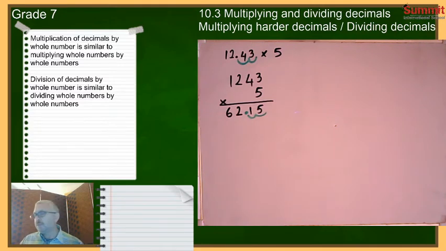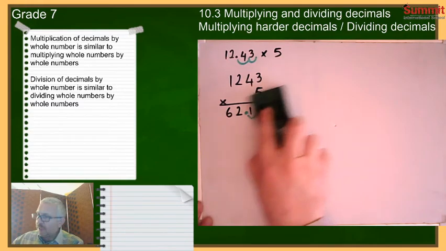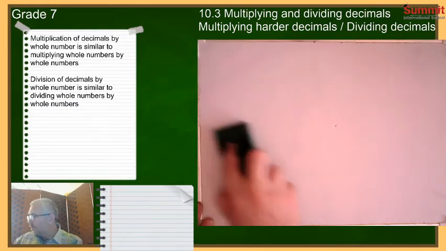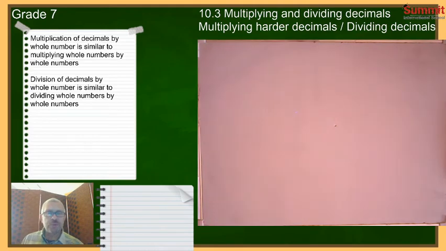Okay, this is how we multiply harder decimals by whole numbers. We can follow the same method for other multiplications of decimals with whole numbers. Now let's go to dividing decimals. What is dividing decimals? Division of decimals by a whole number is similar to dividing whole numbers by whole numbers. It's the same. We are not going to change our rule. We are going to apply the same rule for division.